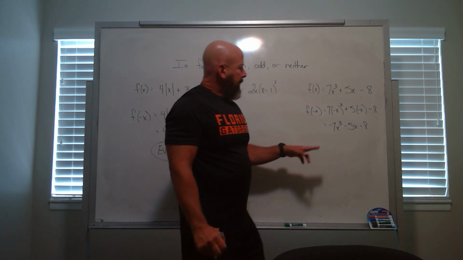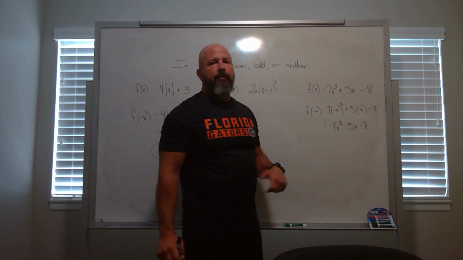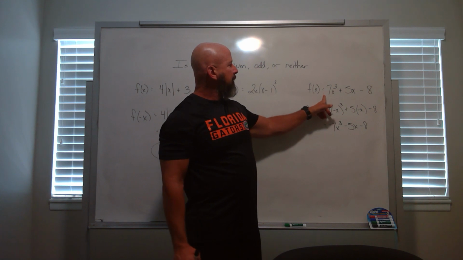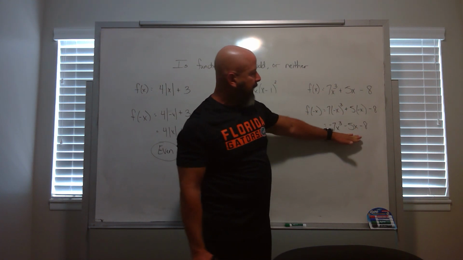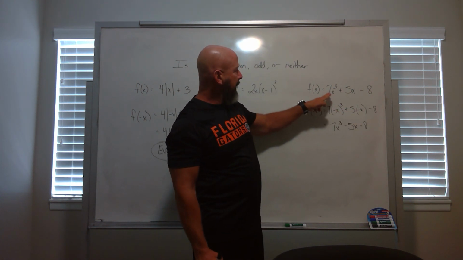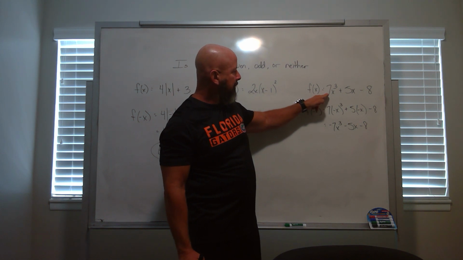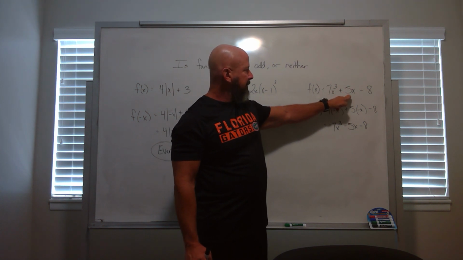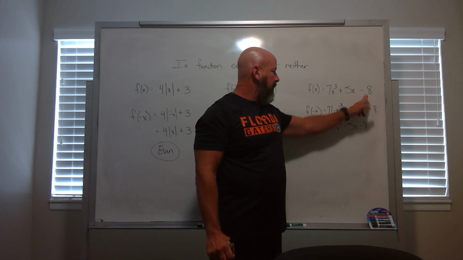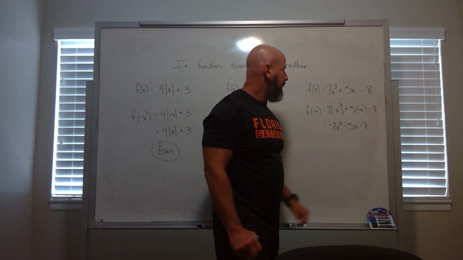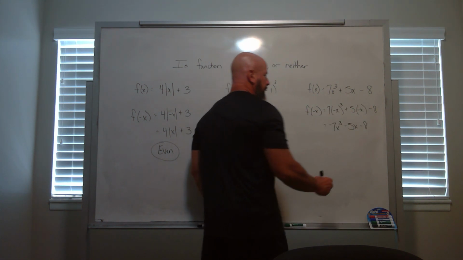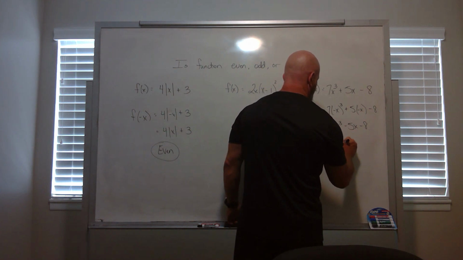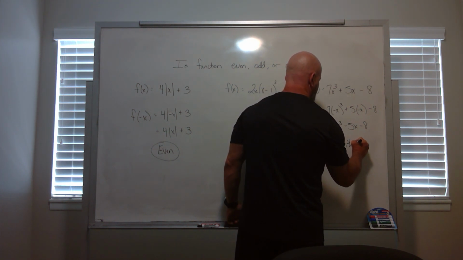Odd. Is this the negative of the original? Again, think of it as, if I were to distribute a negative through here, would I get this? Well, that would become negative 7x cubed, negative 5x, plus 8. Whoa, I'm not getting the negative of the original, so again, neither.